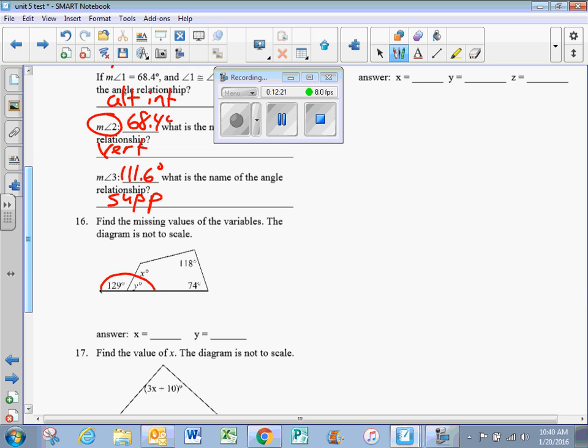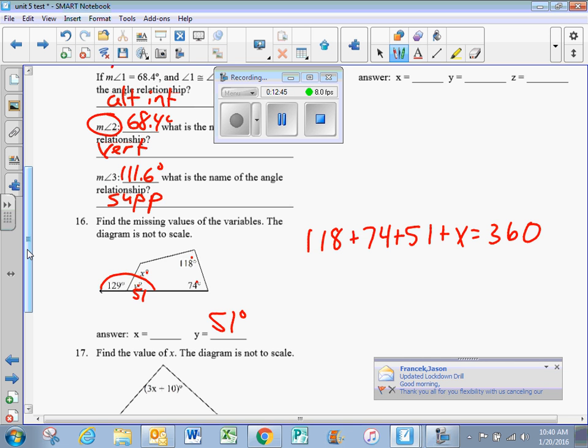Are these supplementary? Yeah, they make a straight line. So 129 plus what is 180? Would that be 51? Yeah, that wasn't supposed to be this hard. I don't know what happened there. And then I know that the sum of the angles in a quadrilateral are 360. So I know that 118 plus 74 plus 51 plus x is 360 because I know every quadrilateral has a sum of 360. So then I can go ahead and simplify.